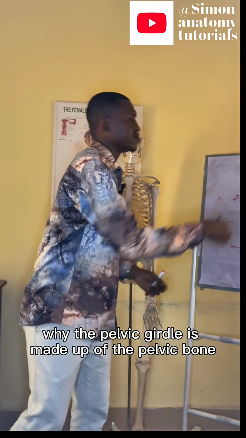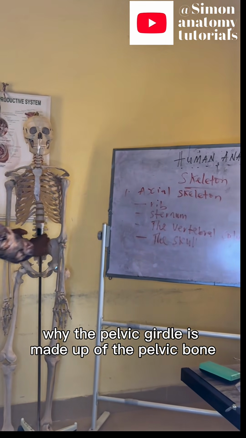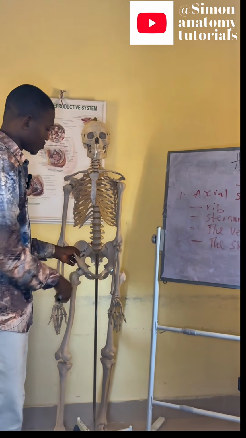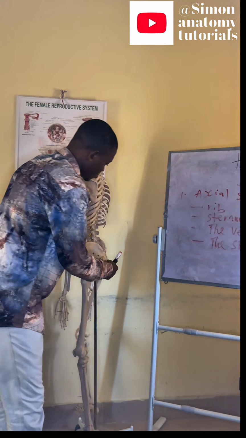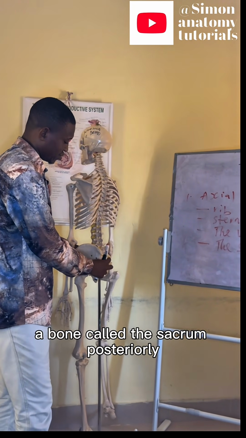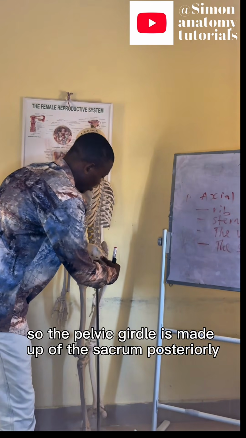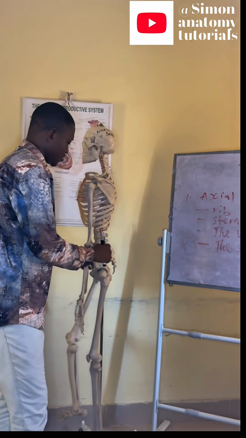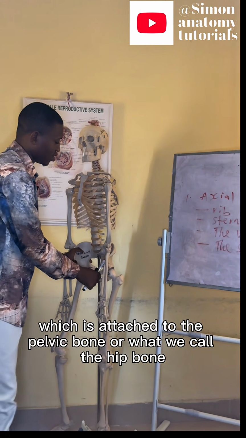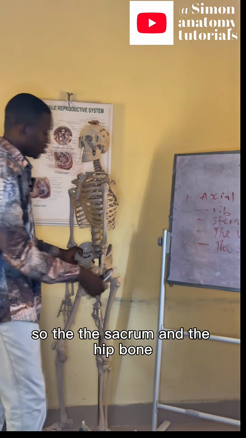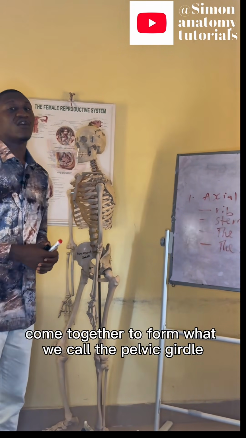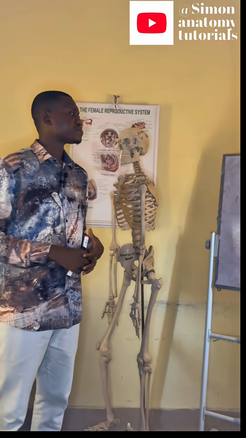While the pelvic girdle is made up of the pelvic bone, this bone right here, and a bone called the sacrum posteriorly. So the pelvic girdle is made up of the sacrum posteriorly, which is attached to the pelvic bone, or what we call the hip bone. So the sacrum and the hip bone come together to form what we call the pelvic girdle.